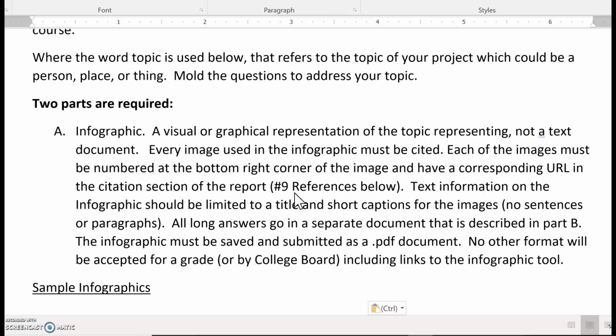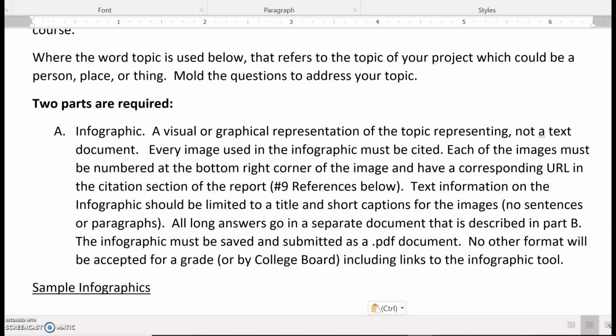Every image used in the infographic must have its source cited. Each of the images must be numbered at the bottom right corner of the image and have a corresponding URL in the citation section of the report. Text information on the infographic should be limited to a title and short captions for the images. You should not use any sentences or paragraphs. All long answers go in a separate document that is described in Part B.